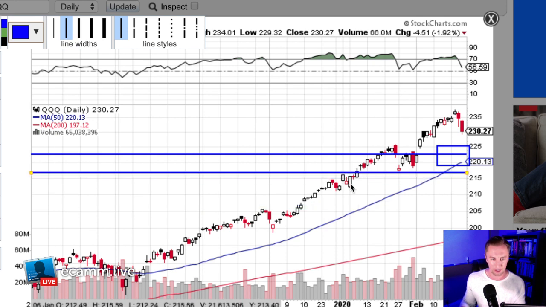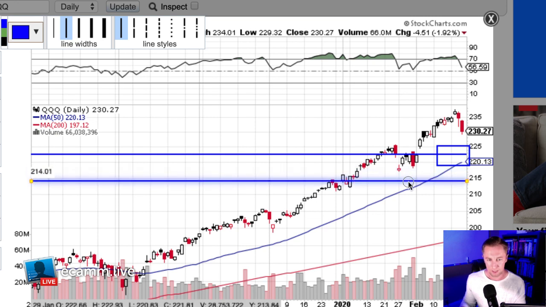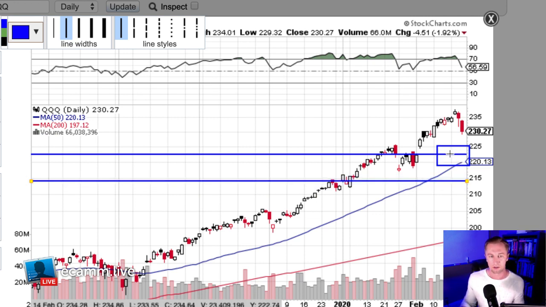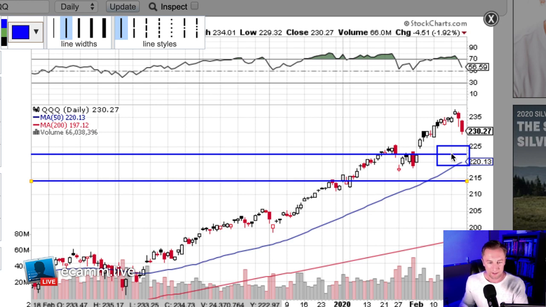So like right here, see how it pulled back and then gave some more support in this area. So I'd say a stop loss at 213 would be the best area for a stop loss, and then you would scale into a position right in this range. So that would be my best bet.